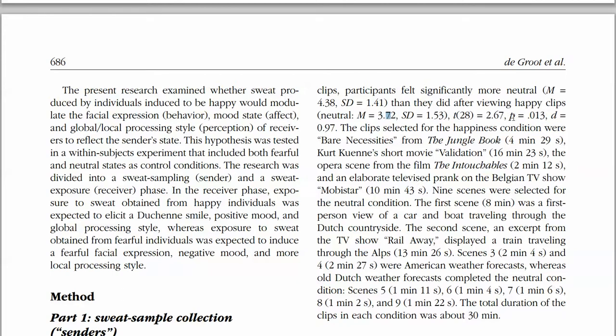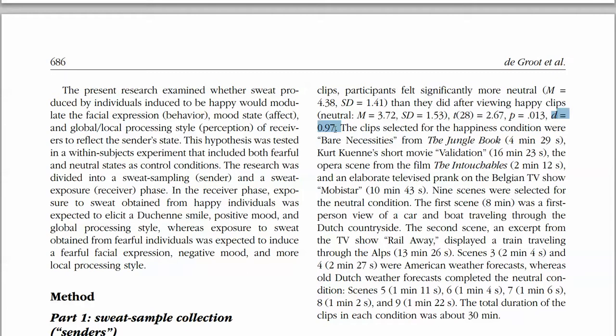And then again, the probability level, and this time it tells us the exact probability of getting a t this large by chance, and that's 0.013. Again, still less than the 0.05. And then we'll see the Cohen's d here as well. And so that mean difference is close to 1 standard deviation, so we still have a very large effect here.